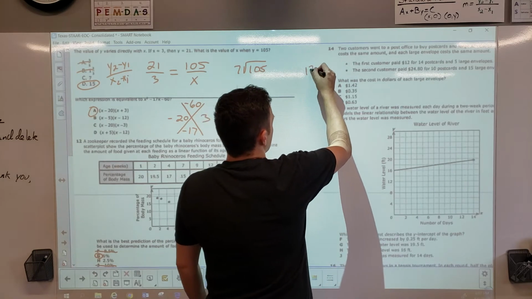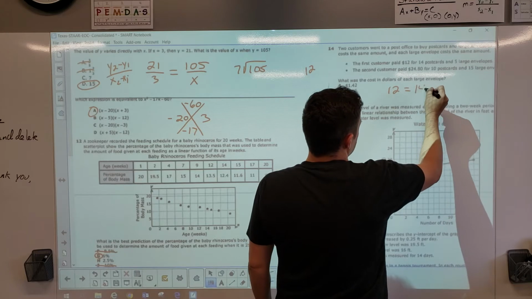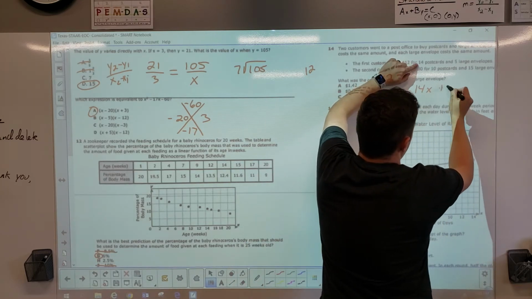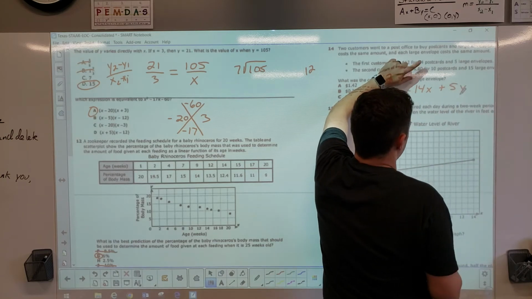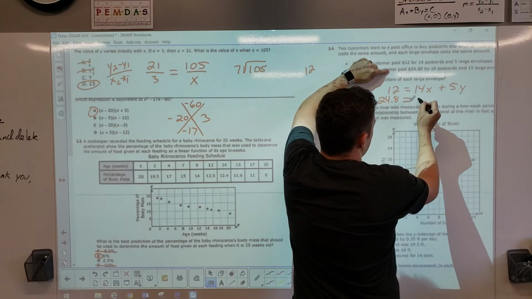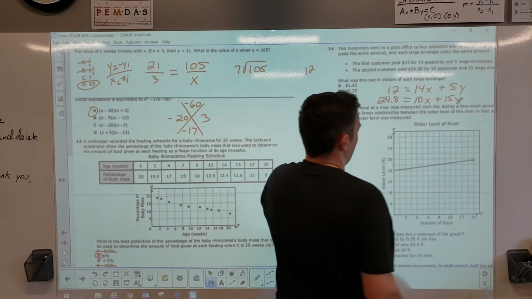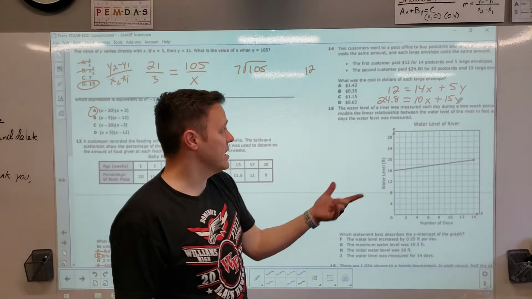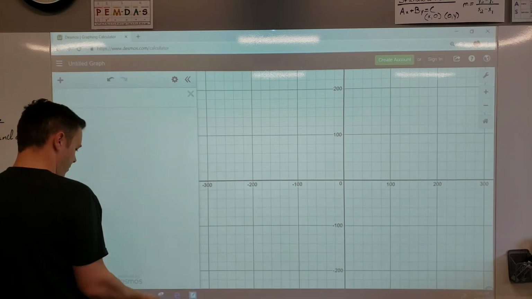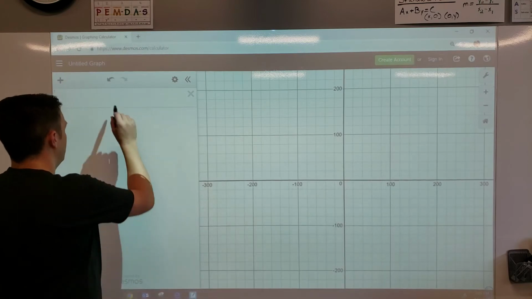14, plot it out. So write your equation. It'll be 12 equals 14x, because $12, 14 postcards, and 5 large envelopes. The other equation would be 24.8 equals 10x plus 15y. How do you solve that? You plug that bad boy in Desmos, ladies and gentlemen, and you get your answers. So if I go accordingly here, it's going to be 12.